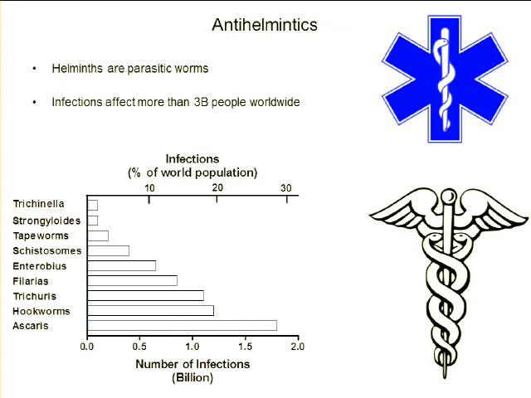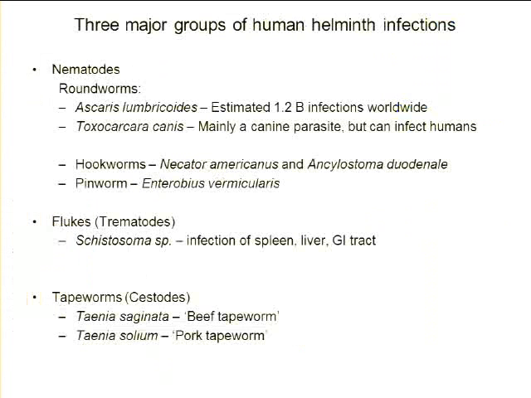All right, so you can see the different types of helminths and the percentage of the world's population, or the numbers of infections in billions. So you add this all up, and there's pretty much half the world's population. There are three major groups of human helminth that cause infections. While not all of these are fatal, they decrease overall health. Some of them can be fatal, some of them can be very serious.